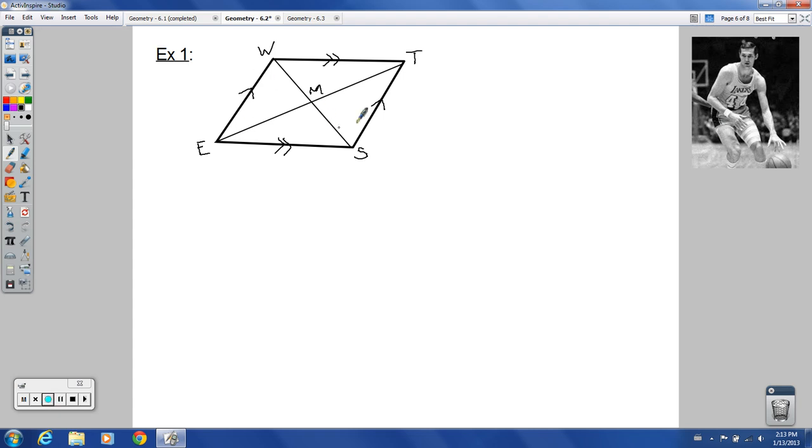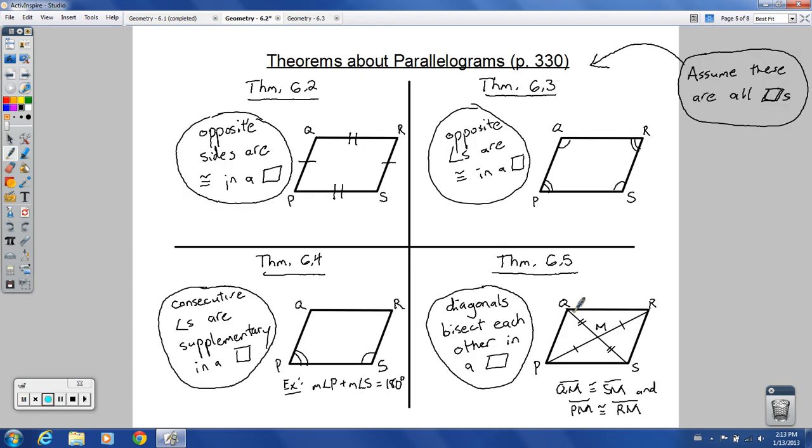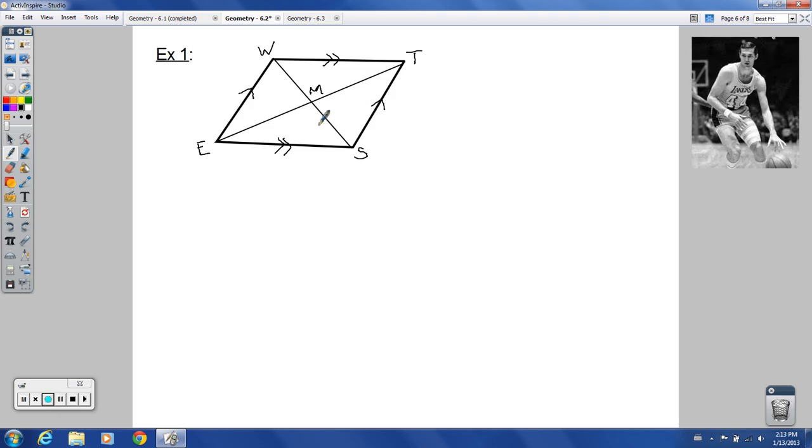So let's see, we got West, and then this M is going to stand for, you may have guessed it, the midpoint, because we just learned that diagonals bisect each other in a parallelogram. So we're going to assume that that holds true here because this is actually a parallelogram.